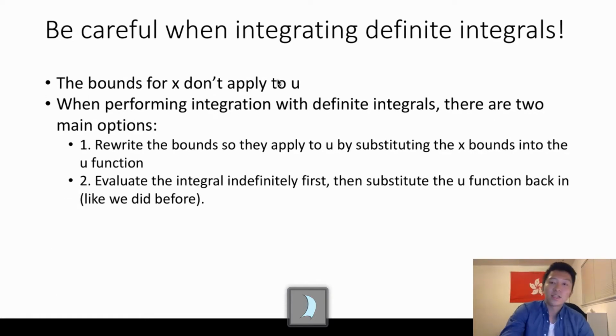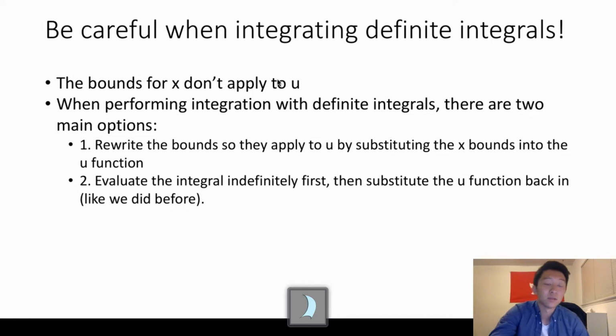And here I should point out that you have to be careful when you're integrating definite integrals, which means that you're integrating over a bound. Before, we integrated indefinite integrals where there are no bounds, so it doesn't really matter that you substituted the u for your x function. But when you're integrating over a definite bound, the bounds for x don't apply to u. What that means, I'll point out with an example later on.